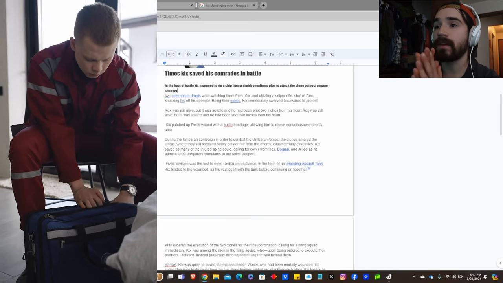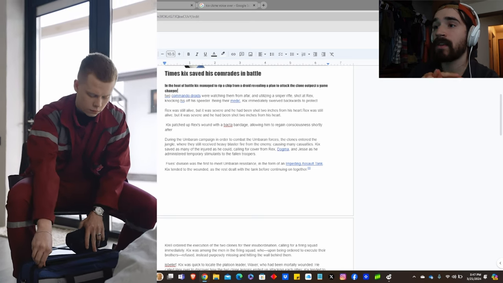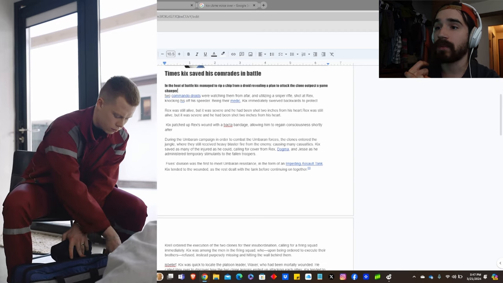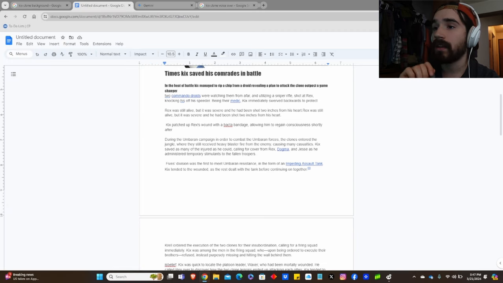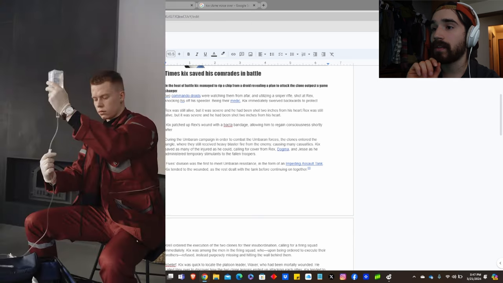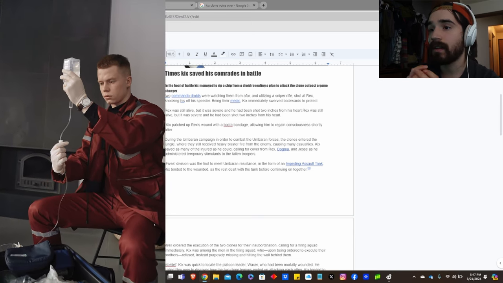Another example is when Rex was shot by a sniper rifle. Kix immediately moved over to protect him. Rex remained alive. Kix bandaged him up and he regained consciousness.